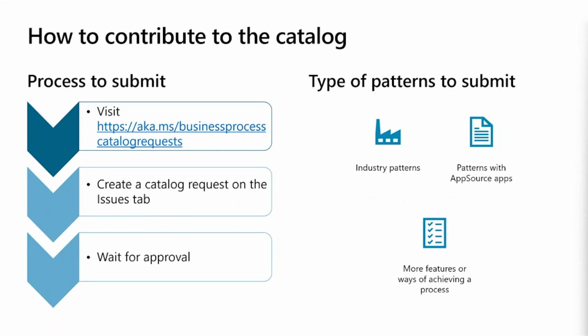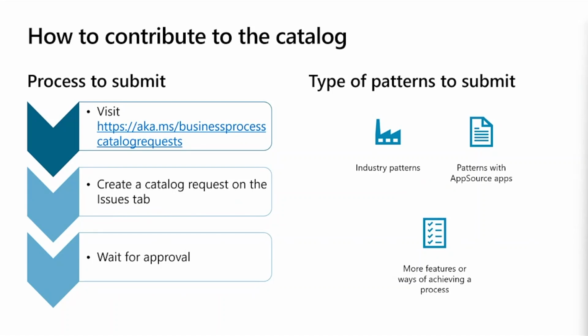We've included a few examples of the different types of patterns that you might submit to help us build up our catalog. The first one is industry-specific patterns. So, for example, if there's a different way of doing something in the retail industry or the manufacturing industry or the healthcare industry, you could submit 3 patterns for the same process to indicate those 3 different ways.